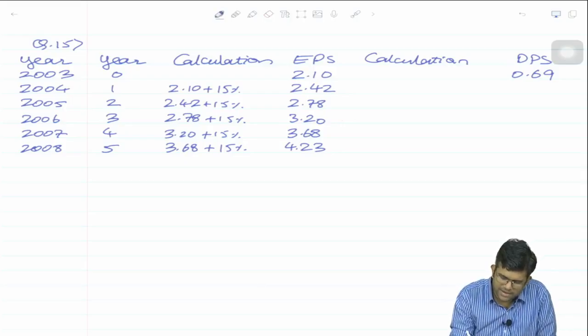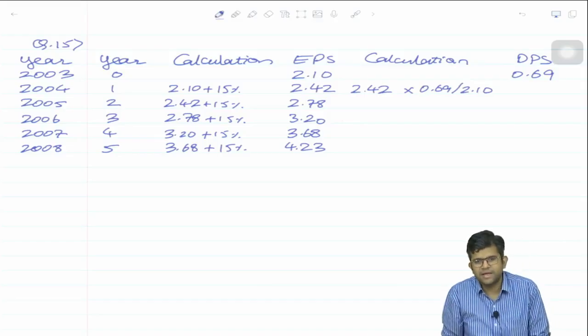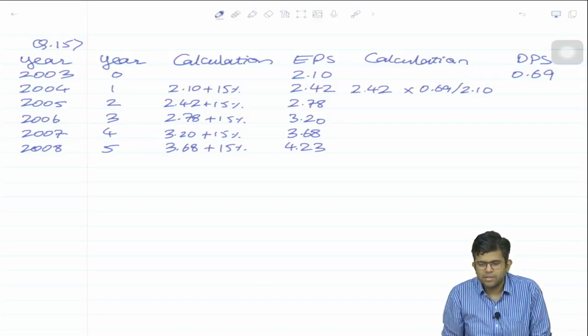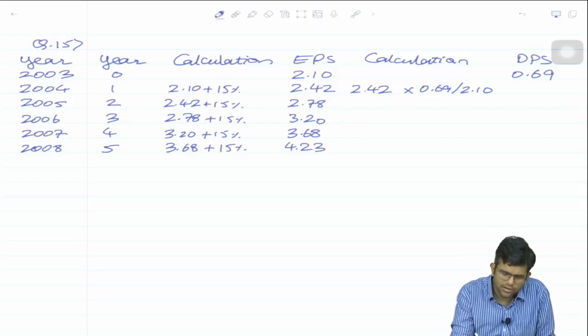Can I say that means out of 2.42 rupees EPS, I will be paying out dividend like this. Please check. 0.69 by 2.1. That ratio is not going to change. Everyone clear? So that ratio now I will apply on 2.42. I will apply on 2.78 and so on. Am I making sense? Hello? Okay.